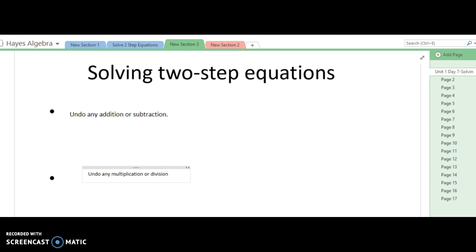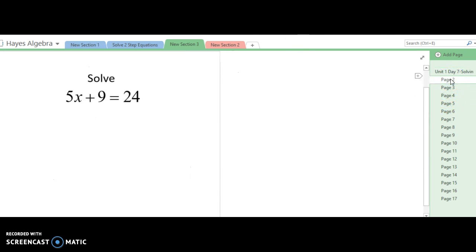Okay, but the key is to always undo addition or subtraction first. So let's take a look at this. When I look at this, I see 5x plus 9 equals 24. So my goal is to get x by itself. And in order to make this happen, I have to get rid of two things, 5 and 9.